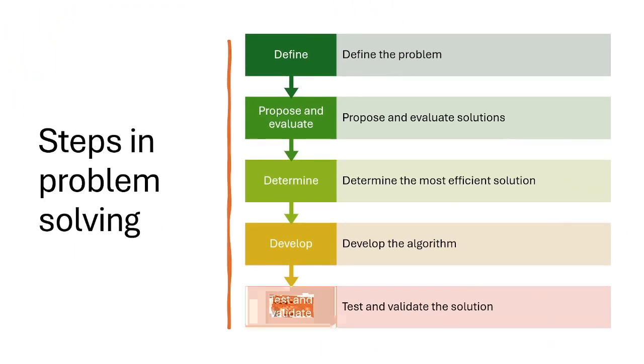So, what are the steps in problem solving? Now, we are not speaking specifically to a programming problem here. This could be any sort of problem in the real world. So, the steps are: you define the problem, you propose and evaluate solutions, you determine the most efficient solution, you develop an algorithm to solve the problem, and then you test and validate the solution.